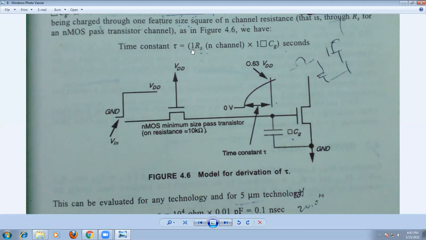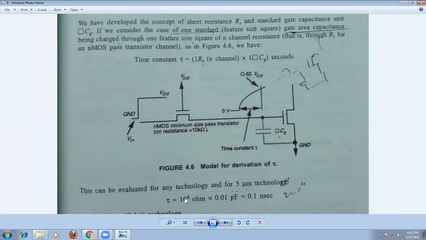So the length to width ratio L on, that is the length of the pass transistor divided by the width of the pass transistor, we are assuming the same feature size transistor, so that is equal to 1 into RS, RS for the N channel transistor. What are the values now in this case? 1 into RS for N channel, into, because it is going to only one transistor and this is the minimum size transistor we are assuming, it is equal to 1 square CZ. Okay, it is 1 square CZ.